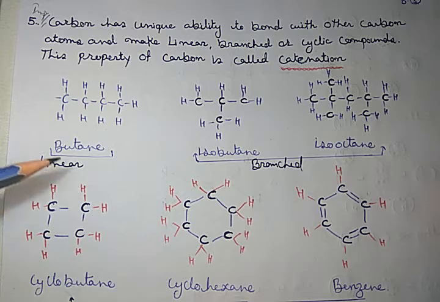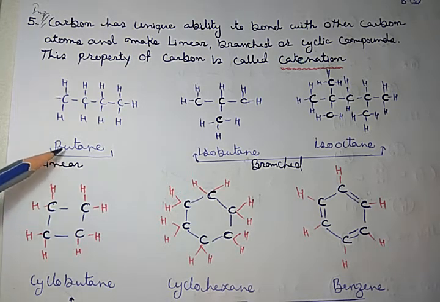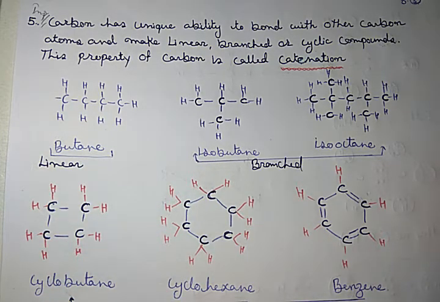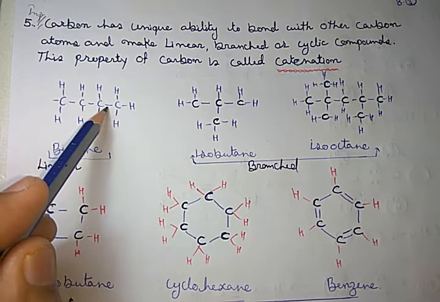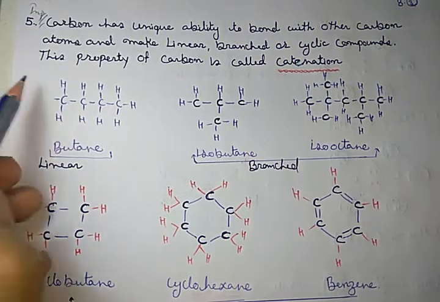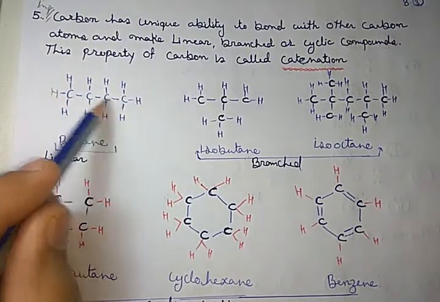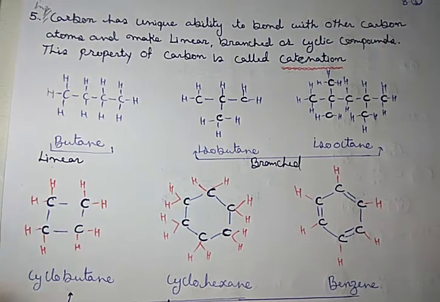First one, which is an example of linear arrangement, that is butane. The naming of these elements we will discuss in upcoming videos. Here we are just generally describing that. Butane, in which four carbon atoms are arranged end to end, just like a line. This is called linear arrangement.